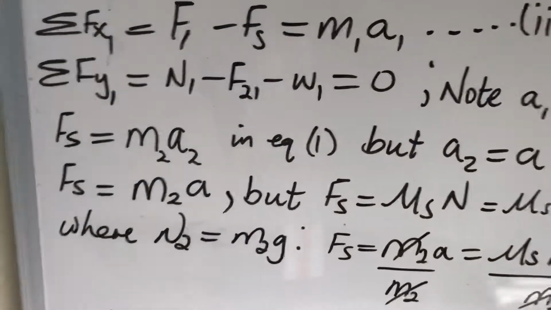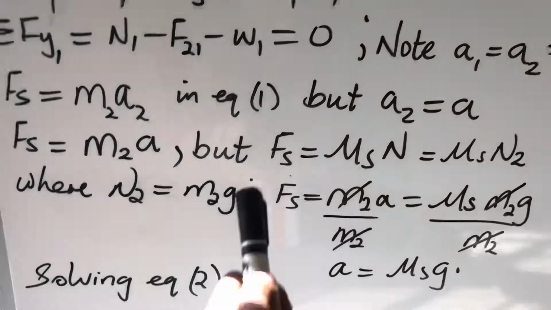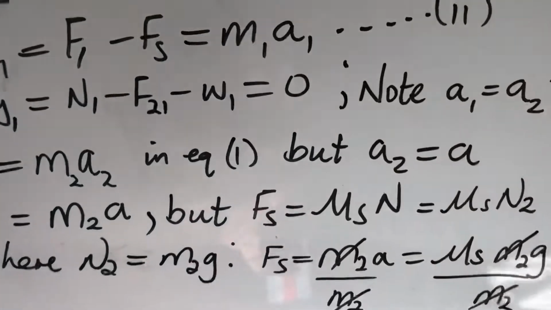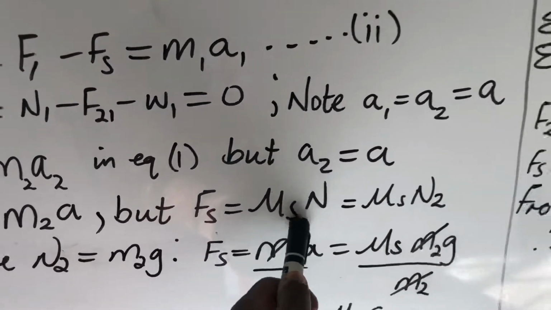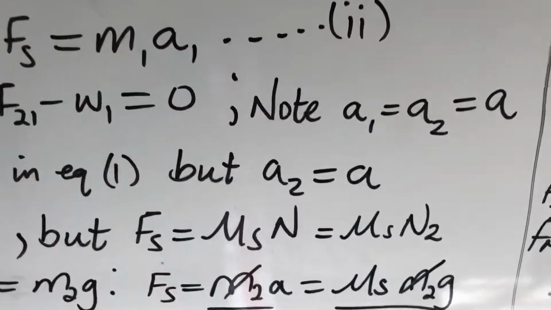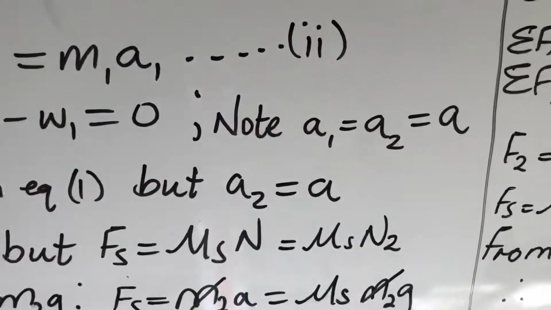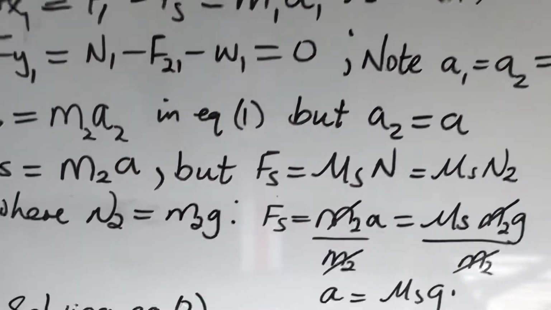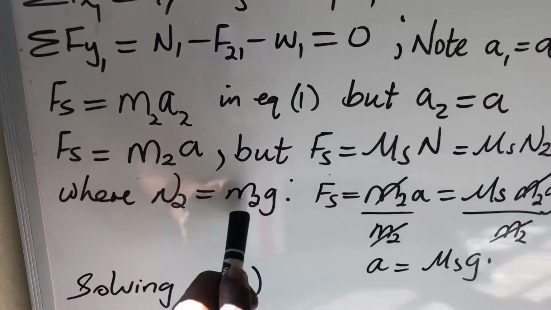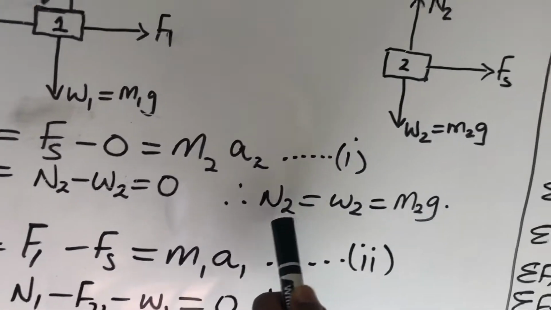But we know there is a formula to calculate the frictional force. So Fs, which is the static frictional force, is going to be given by mu s multiplied by N, but in this case, since we are dealing with block number 2, it's going to be mu s N2. If we were to simplify that, we know for a fact that N2 is equal to M2G. We have found that here.